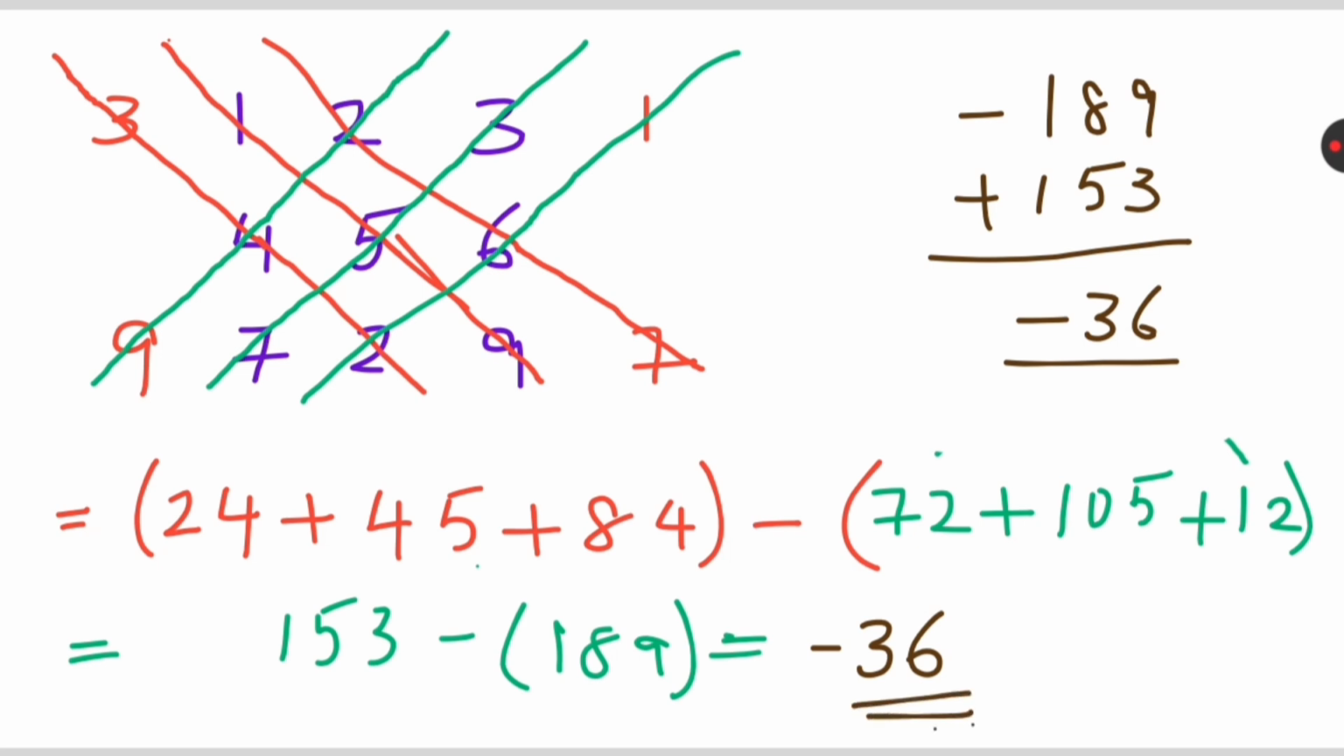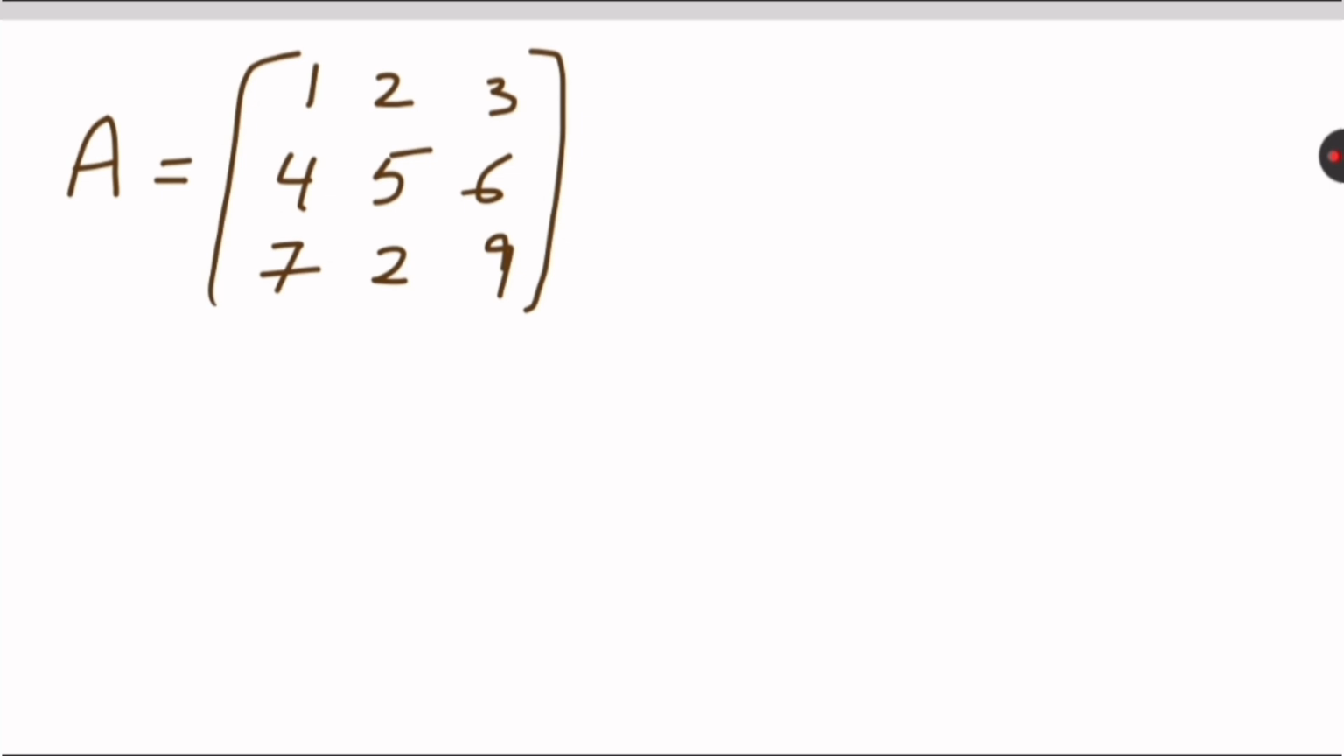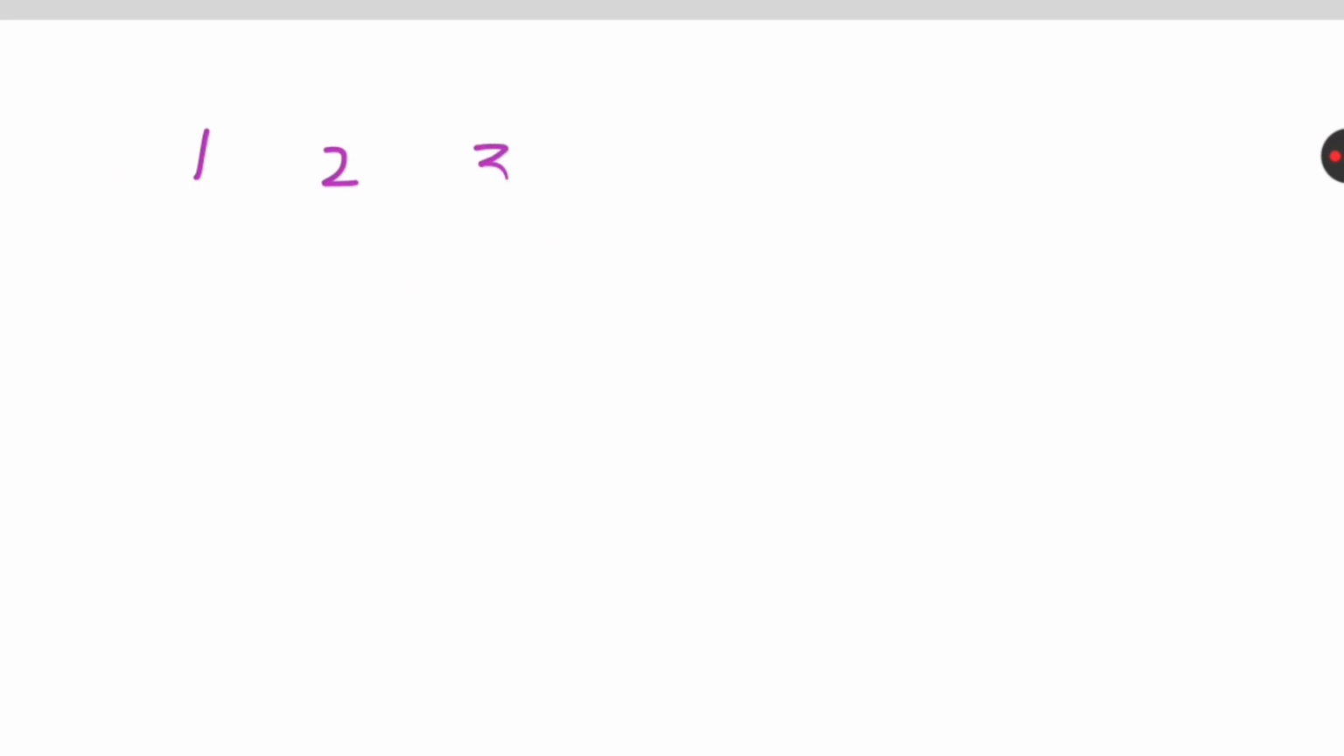Let's go and find the adjoint of a matrix. For that, we need to find the cofactors of the matrix, and then you need to do transpose. To find the cofactors of this matrix, now you have to use our shortcut trick. So first, copy as it is the given matrix: 1, 2, 3, 4, 5, 6, 7, 2, 9. This is our given matrix.